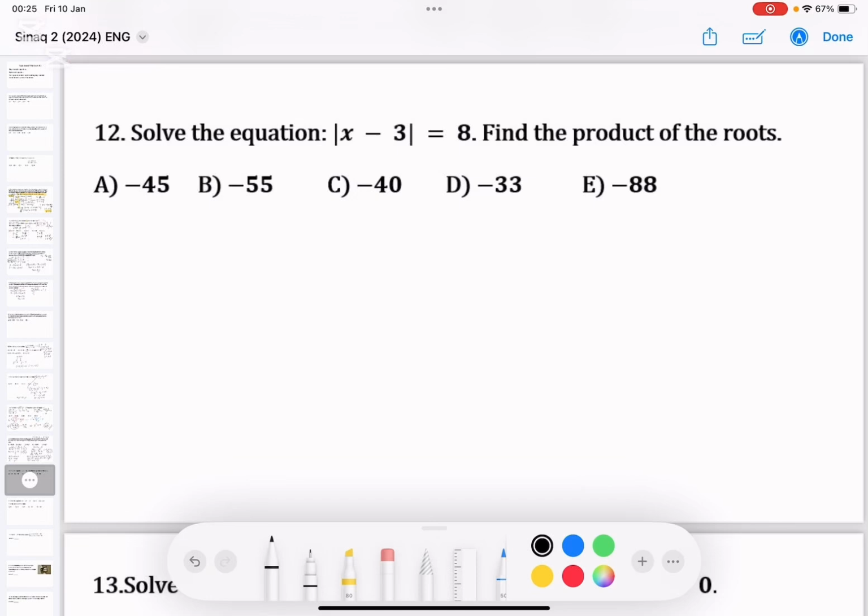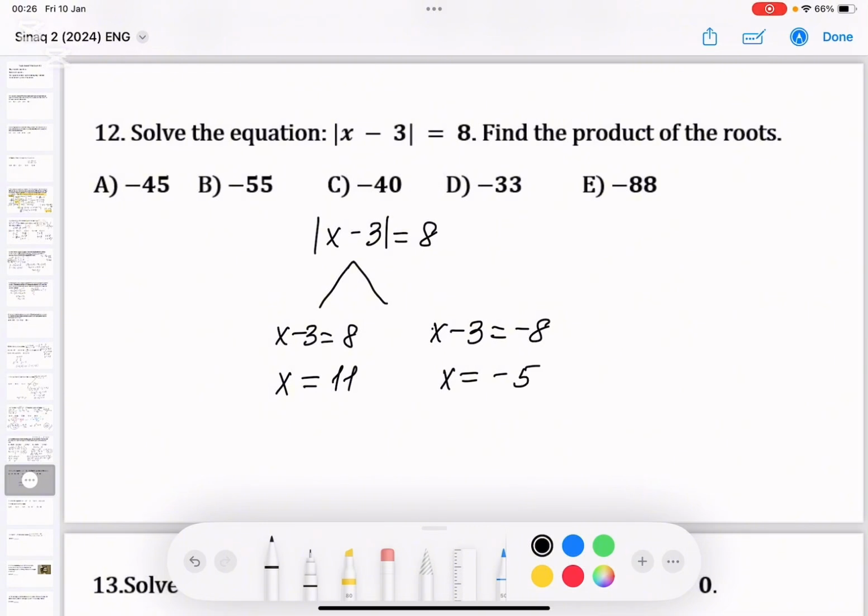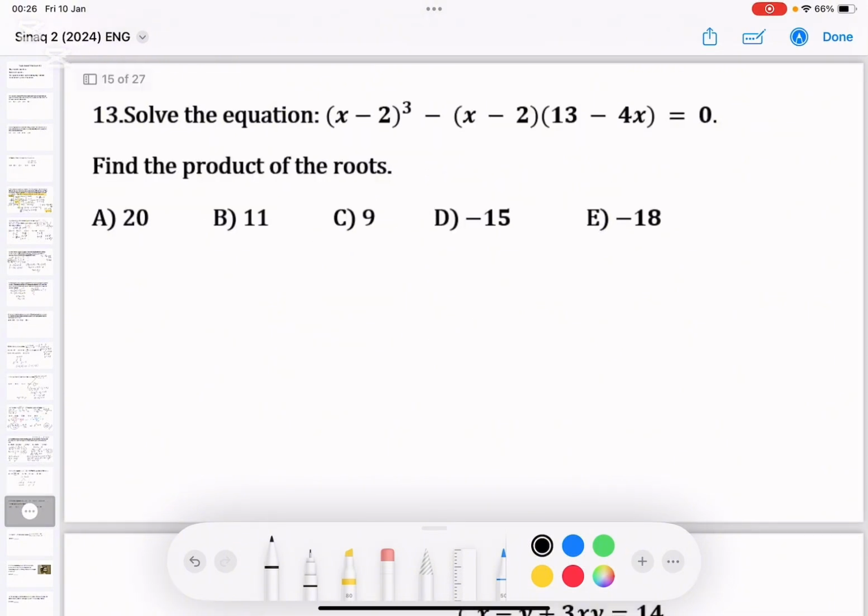Find the product of the roots. So x minus 3 equals absolute value, so modulus equation. So it's either going to be 8 or negative 8. X minus 3 equals 8 or x minus 3 equals negative 8. So x would be equal to 11 and x would be equal to negative 5. Product of the roots would be negative 55. Solve the equation x minus 2 cubed minus x minus 2 times 13 minus 4x, that is equal to 4.